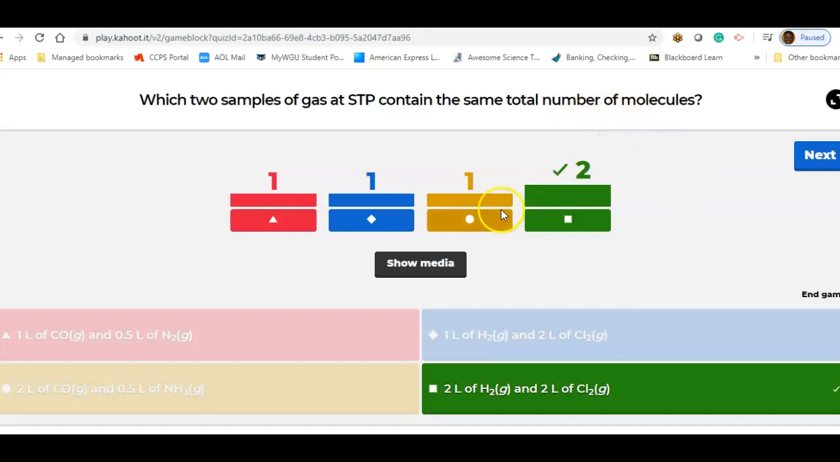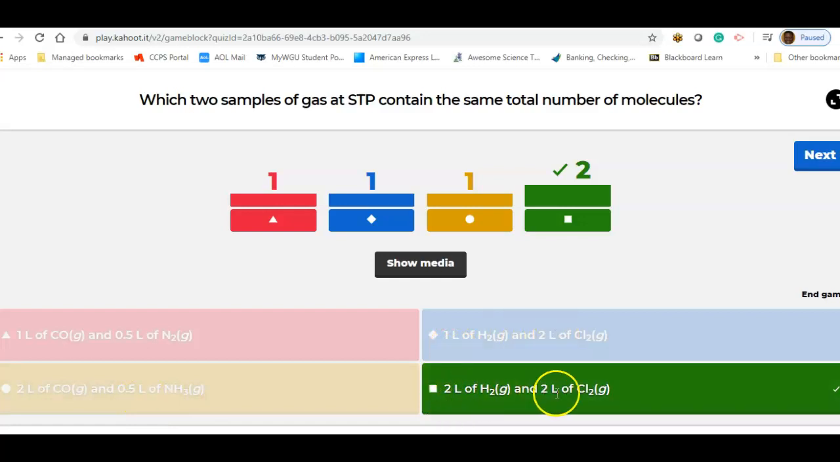Wow, this is distributed 1, 1, 2, 2. Now, which 2 samples of gas at STP contain the same total number of molecules? If you look at this, 1 liter of CO and 0.5 liter of N2. This is 1 liter, this is half liter. They don't contain the same number of molecules. This is 1, this is half. This is 2, this is half. This is 1, this is 2.